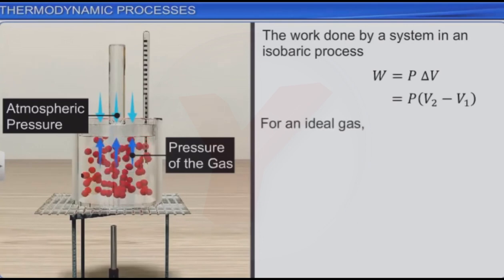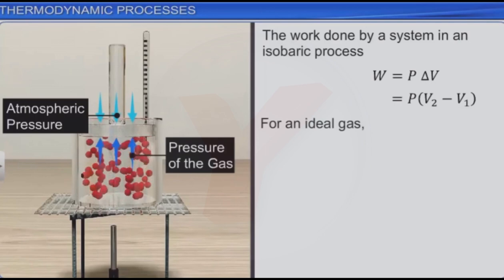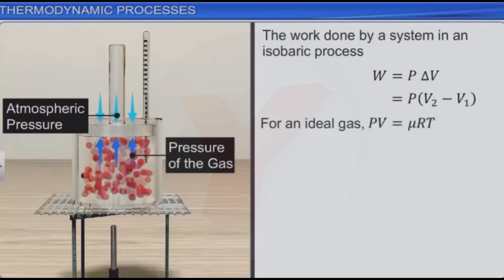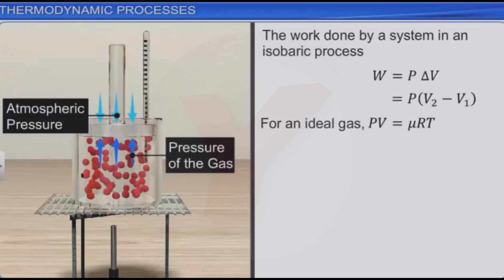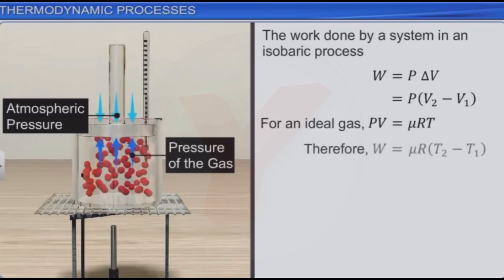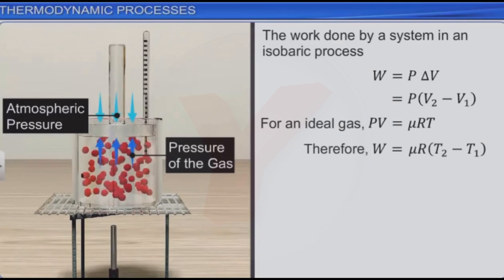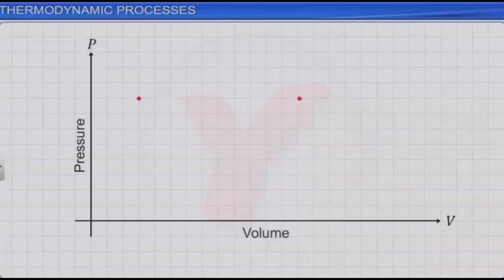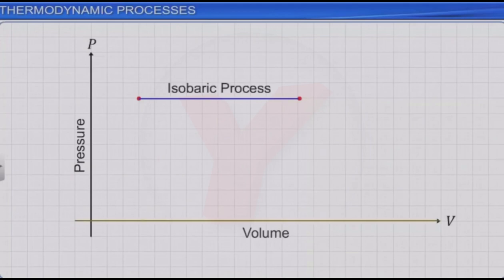If the system is an ideal gas, then PV = μRT. Then, the work done by an ideal gas in an isobaric process is W = μR(T2 − T1). The PV curve for an isobaric process is a straight line parallel to the axis representing the volume of the system.